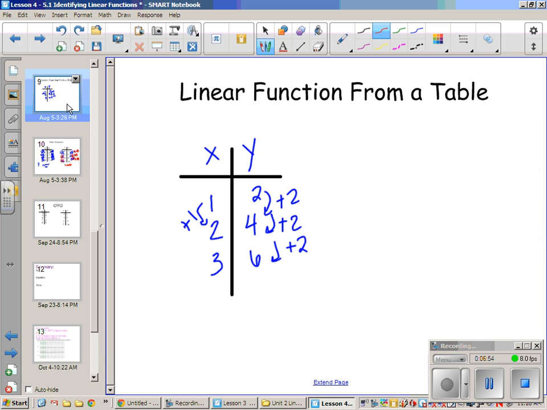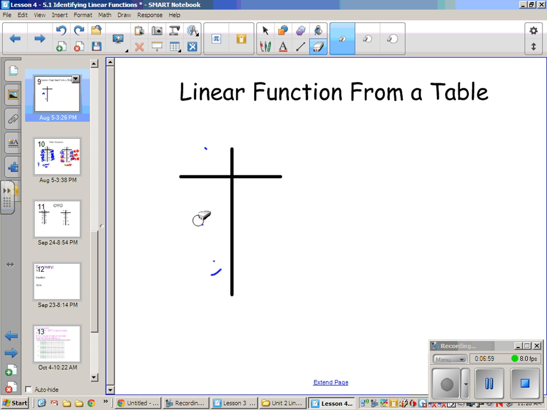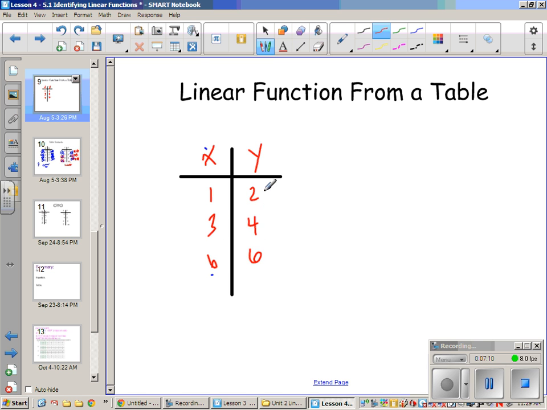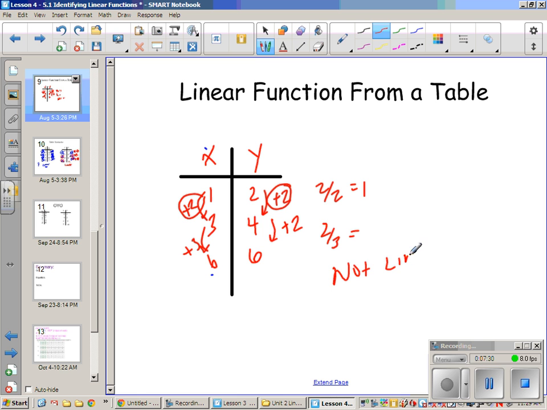So maybe I'll give you one more to end it. If I were to erase this one, I'm just going to completely make one up. So I have x, y, and I do 1, 3, 6, and then I do 2, 4, 6. Some of you are going to go, oh, it goes up by 2. It goes up by 2. That must be linear. However, if you look on this side, it goes up by 2, and then it goes up by 3. So 2 over 2 is my slope, which is 1. And 2 over 3 is my slope for that one, which is not 1, so this one would be not linear. And this one isn't in your notes, but I did want you to see one before you move on to the on your owns.